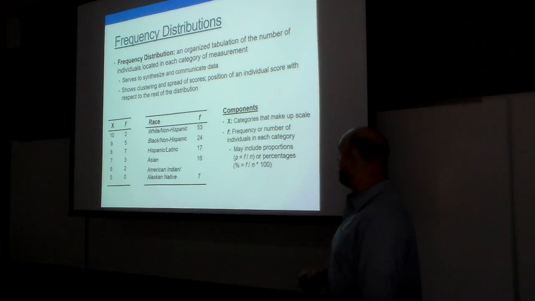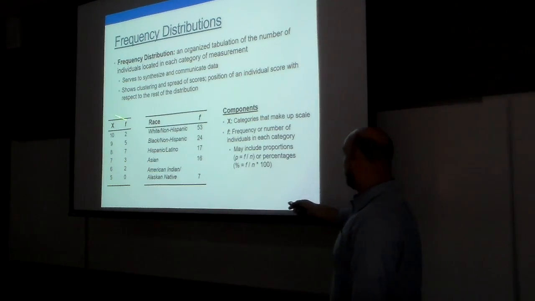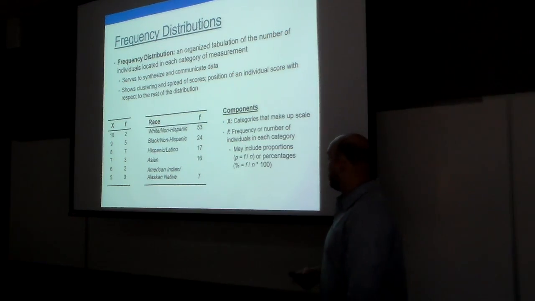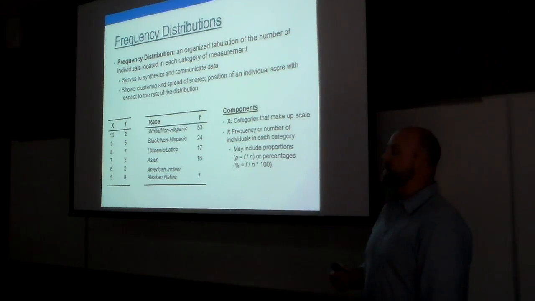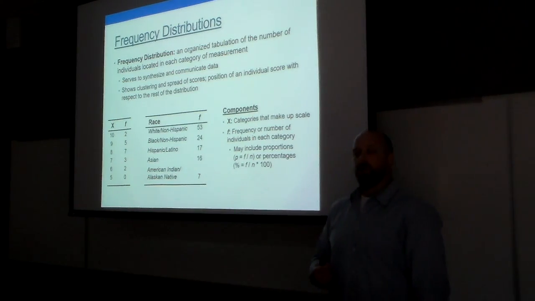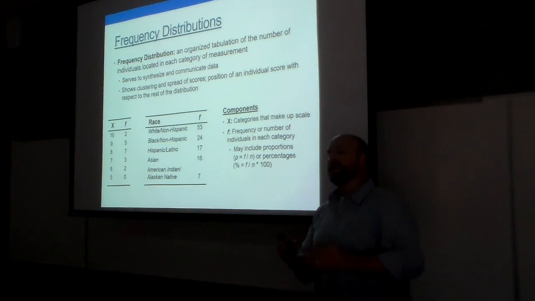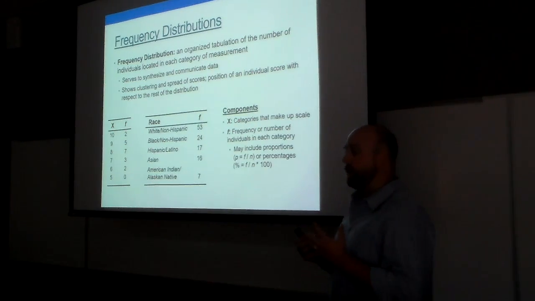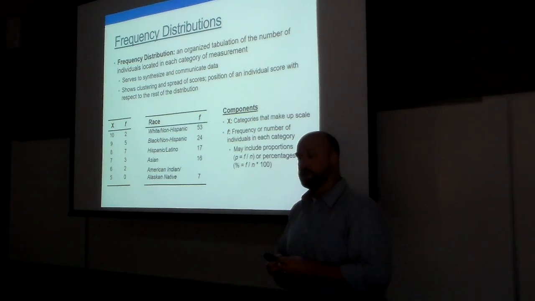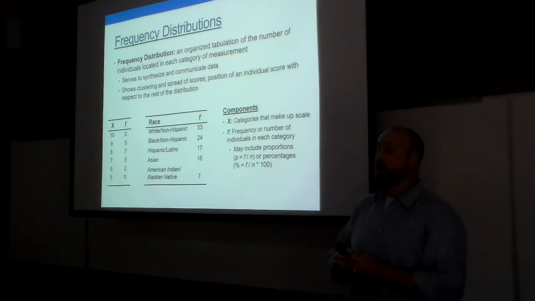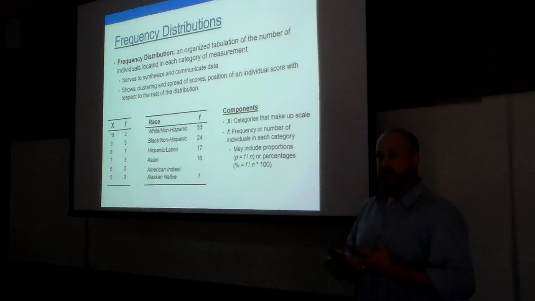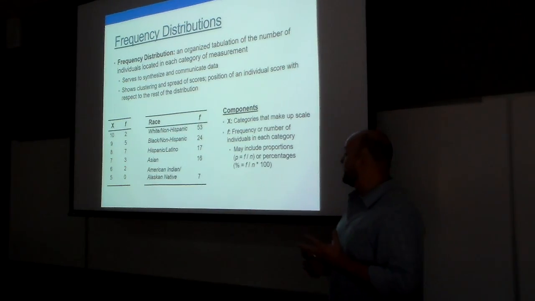Components of our frequency distributions. We have our X here, whatever our category is. These are the categories that are making up our scale, and then we generally have some sort of frequency or number. It could be proportions, percentages, or counts. There's no hard and fast rule for this. Like anything else, your goal is to say what makes the most sense, what most effectively communicates the information that I want my readers to have, and use that to put together your frequency tables.